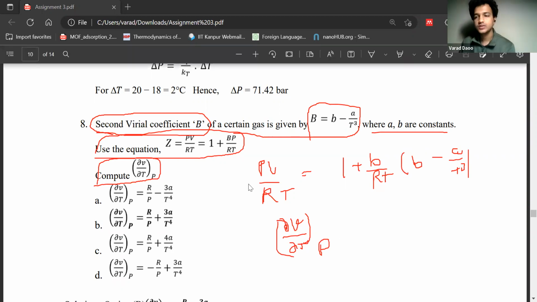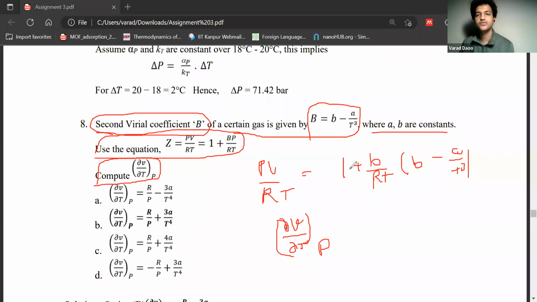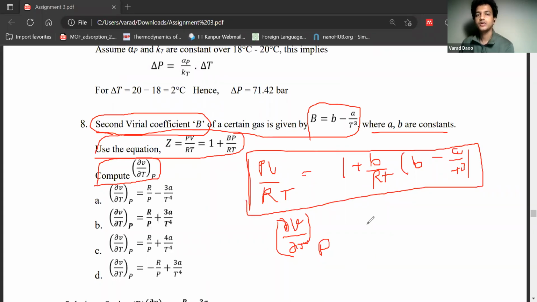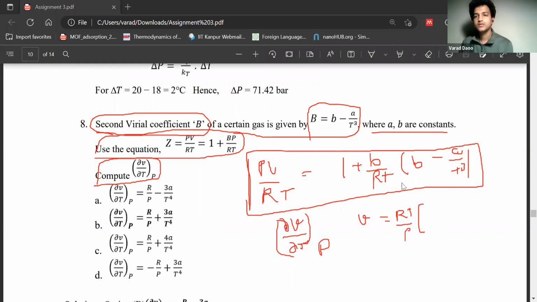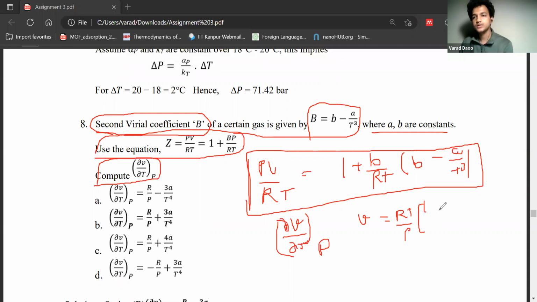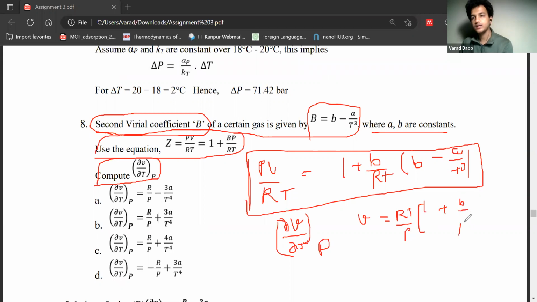I'll give you some time to solve the question. Remember, it's just differentiation. It all depends on how efficiently you are able to differentiate it. So one way is that you just take V equals RT by P into 1 plus B by RT, into B minus A by T cube.